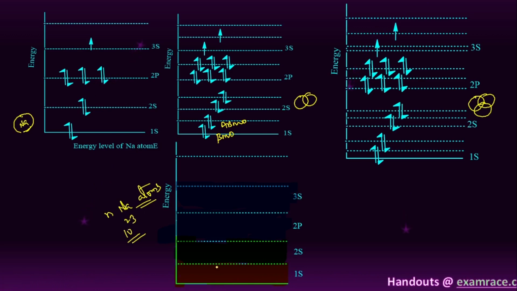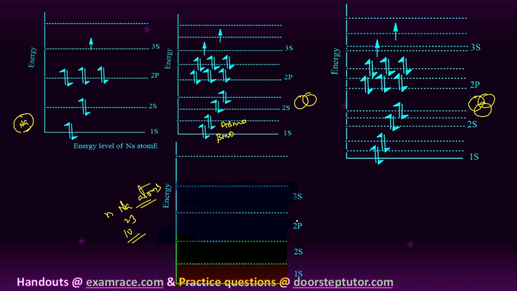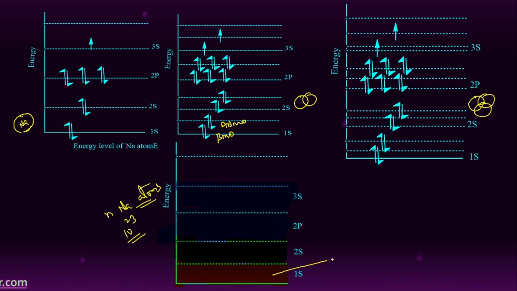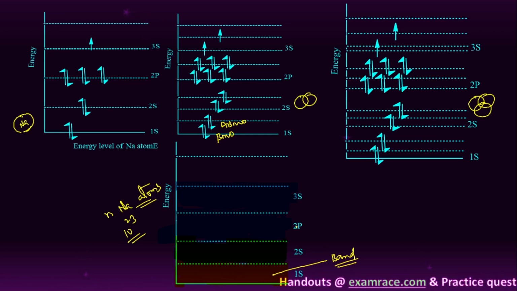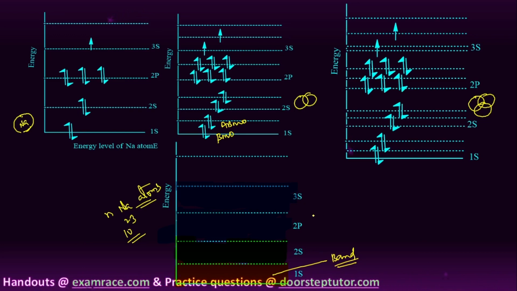So 10 to the power of 23 atoms, we can't imagine. Here these energy gaps are very close to each other. So then we can say these quasi-continuous energy levels can be called a band. This is the 1s band, 2s band, 2p band and 3s band. So these continuous energy levels we can call bands.